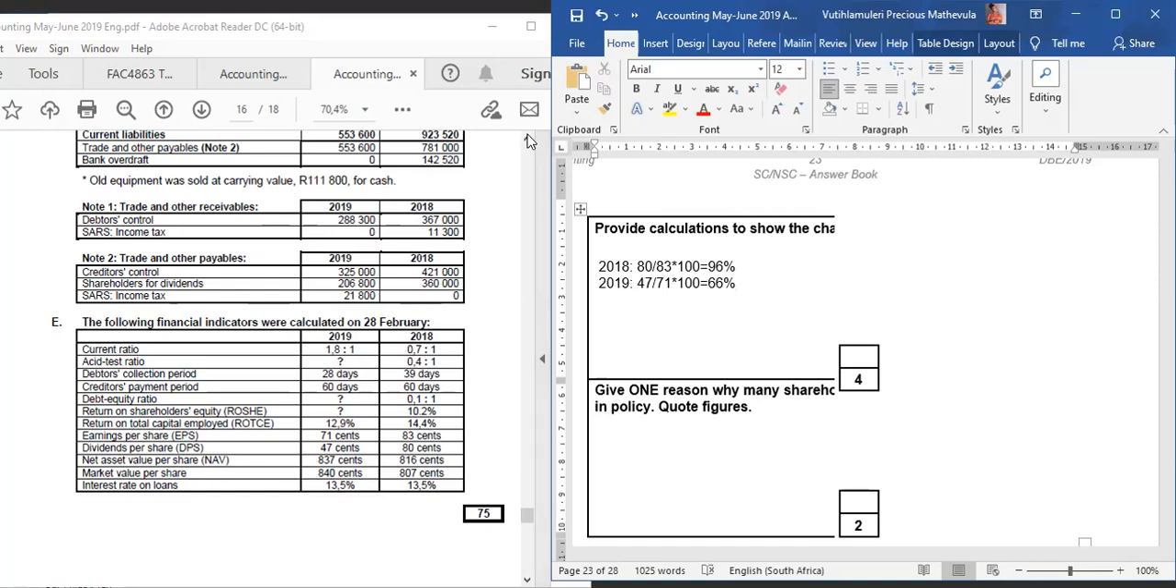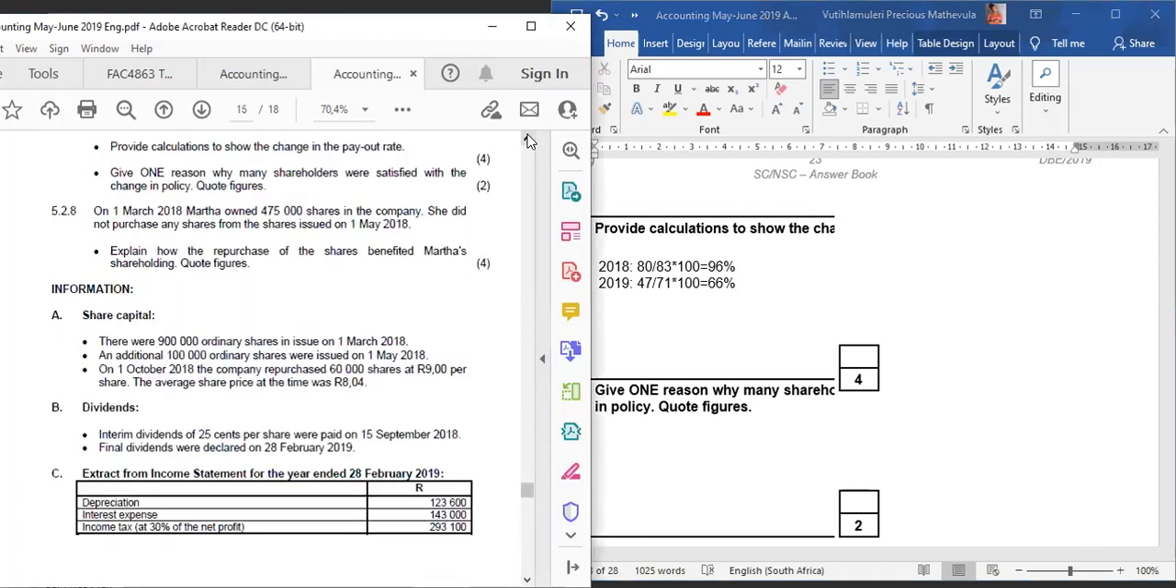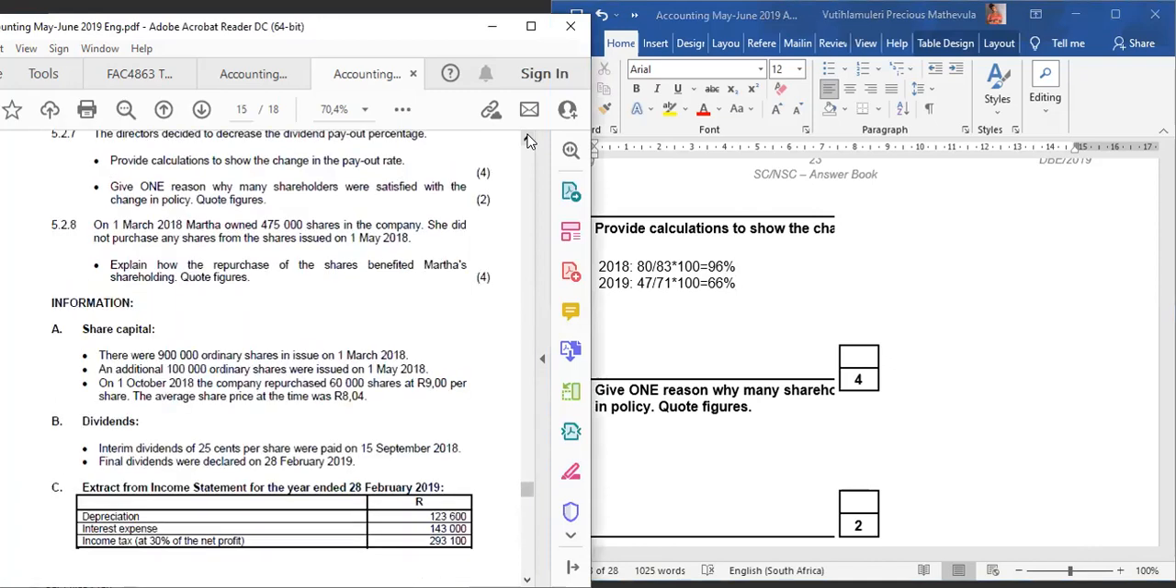Let me see if there's still anything else that we can look at. No. Okay. On 1 March, Martha owned 475 shares in the company. She did not purchase any shares from the shares issued on. Explain how the repurchase of the shares benefited Martha's shareholding.